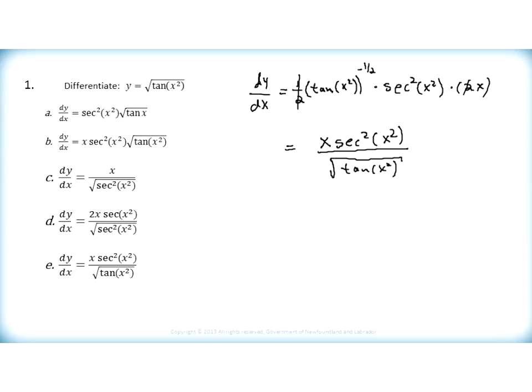And which one matches that best? Scanning, scanning. Oh, here it is. That's exactly what we have. So we've got x secant squared x squared, all over the square root of tan of x squared. Let's try another.